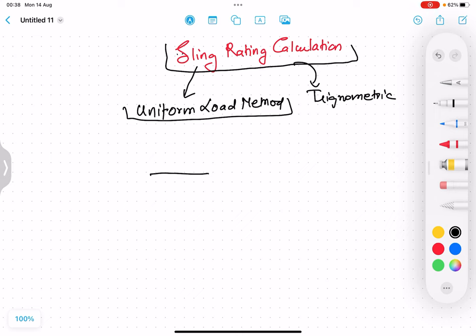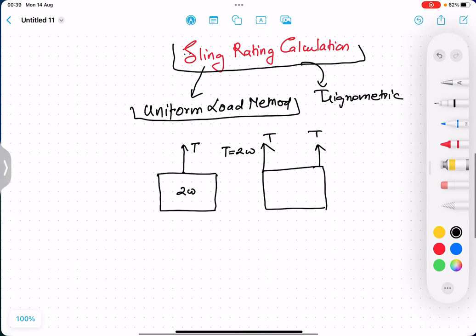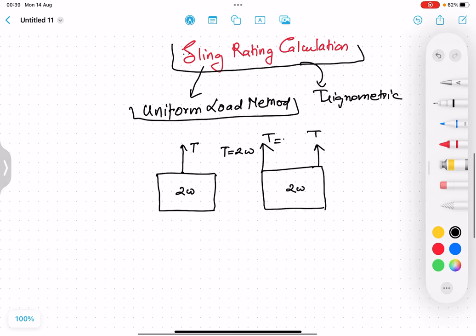Let us suppose this is an object having weight 2W. If it is lifted using a single sling, then T will be equal to 2W. If the same object is lifted using two slings, the tension in both slings will be the same. We are considering ideal lifting, and if the weight is 2W, then T is equal to 2W by 2. The tension is W in both the slings.